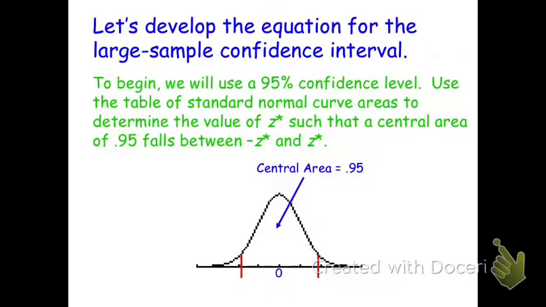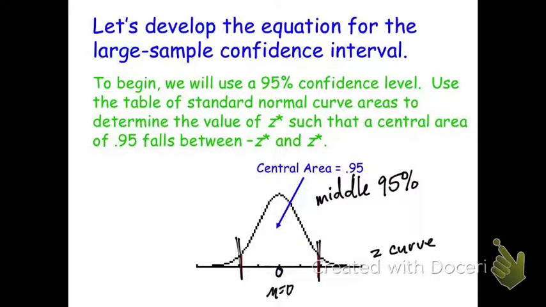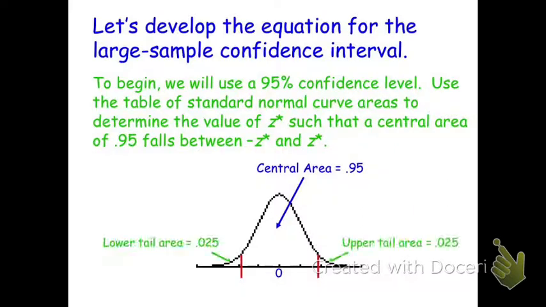When you're talking about a 95% confidence interval, you are wanting the middle 95%. This is a z-curve right here. So 0 is my mean, and my standard deviation is 1, like a standard normal. So we're converting everything to z-scores in this unit. And we want the middle 95%. That's what a 95% confidence level is.